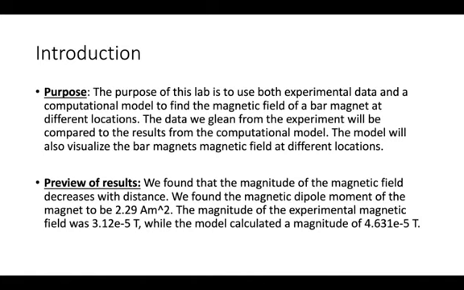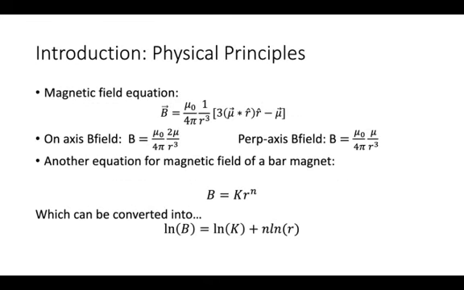We found that the magnitude of the magnetic field decreases with distance. We found the magnetic dipole moment of the magnet to be 2.29 A·m². The magnitude of the experimental magnetic field was 3.12e-5 Tesla, while the model calculated a magnitude of 4.631e-5 Tesla.